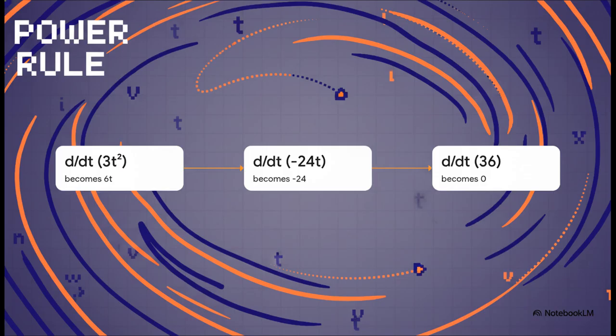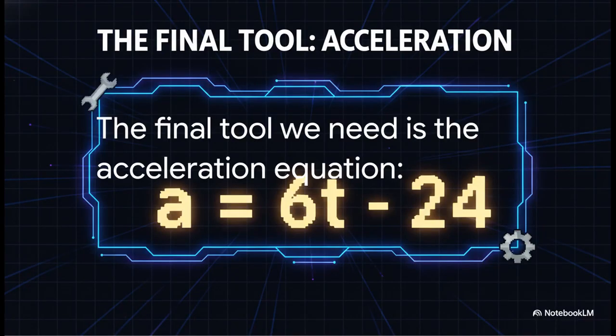The derivative of 3t squared becomes 6t. The derivative of negative 24t is just negative 24. And that constant, 36, just like before, it vanishes. See, it's the same simple process. And there it is, the last tool we need to solve this thing. Our acceleration equation is a equals 6t minus 24.